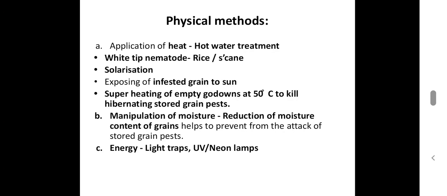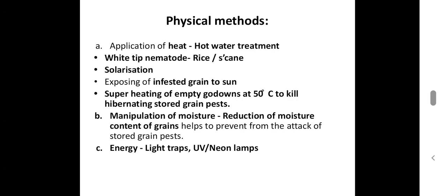Next one, physical methods or physical tools. In this case, physical methods, the temperature, radiation, the physical agents are used. First one, application of heat or hot water treatment. It is followed in case of white tip nematode in the rice or sugarcane crop. Then solarization, exposing grain to the sun, due to heat, the stored pests or the immature stages will get killed.